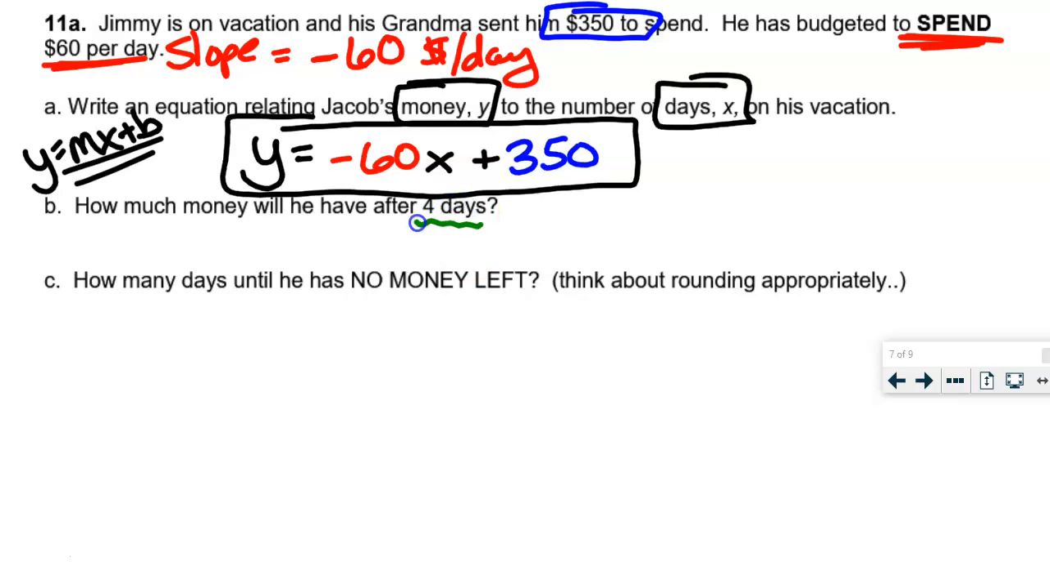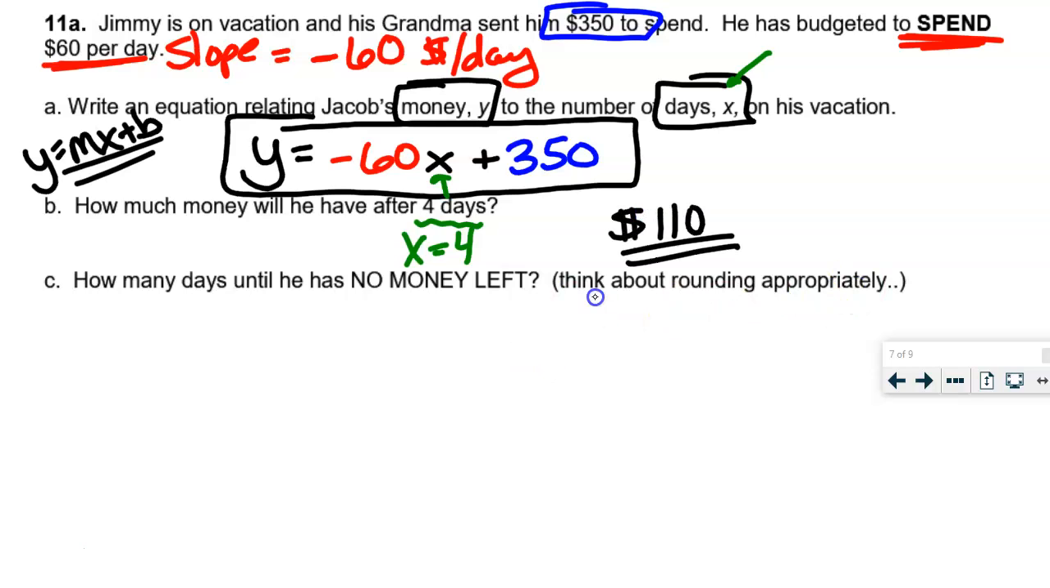And then remember, for days, days is x, so that means you're going to plug in x equals 4 right there. And let's see, I think I solved this one already. I don't trust my mental math today. He's going to have $110 left.